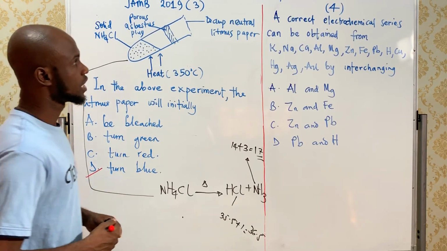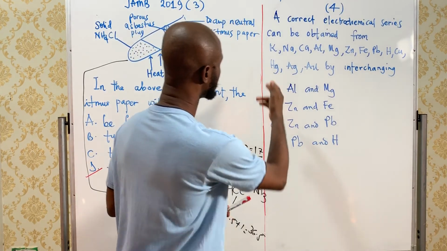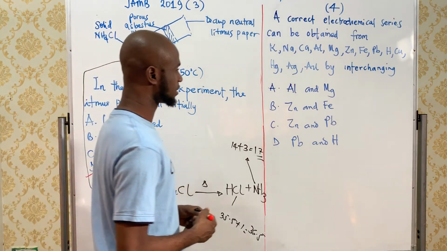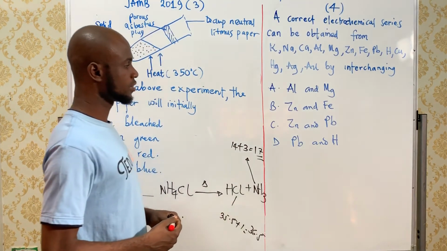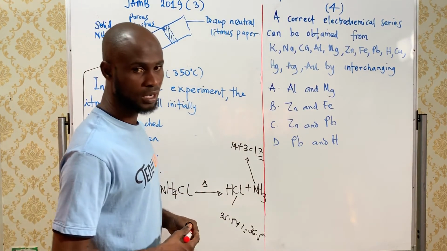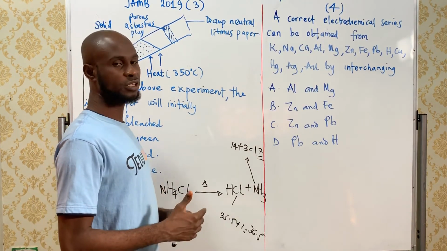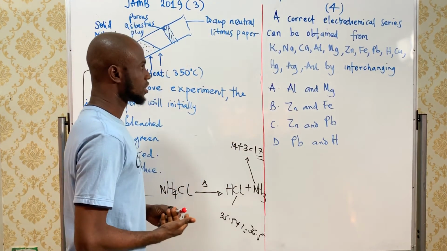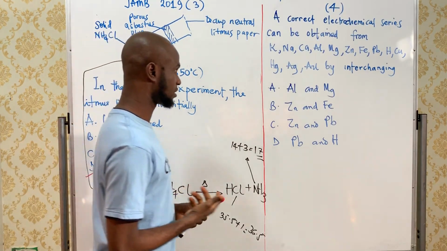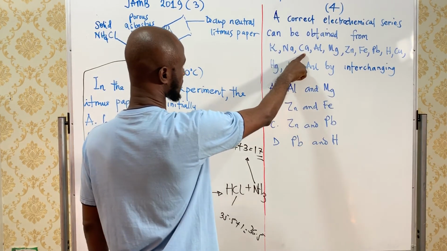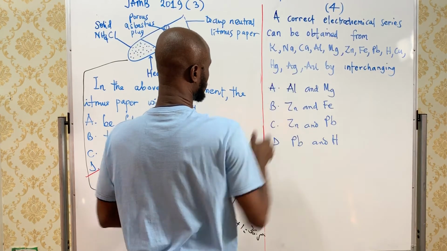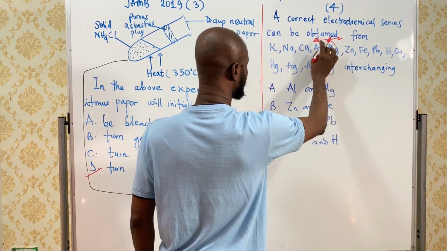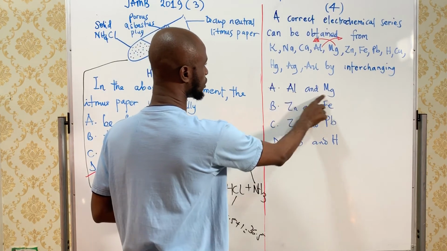The answer is D. A correct electrochemical series can be obtained from, look at the elements, interchanging A, aluminium and magnesium, B, zinc and iron, C, zinc and lead, and D, lead and hydrogen. This is telling us about the arrangement of ions in the electrochemical series according to their reactivity. The most reactive is potassium. Let me give you a formula to memorize it. Popular is potassium, scientist is sodium, can is calcium, make is magnesium. After that, we are supposed to have aluminium. So there's a problem here. We are supposed to interchange aluminium and magnesium.